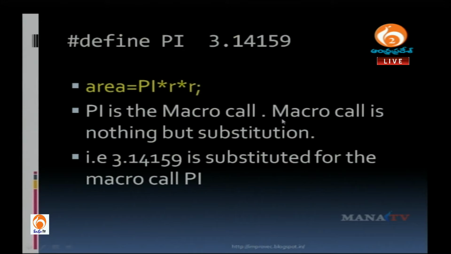Pi is a macro call here. So a macro call is nothing but a substitution. Wherever that is called, that is substituted with that value. So it must be defined before calling. That is, 3.14159 is substituted for the macro call pi.